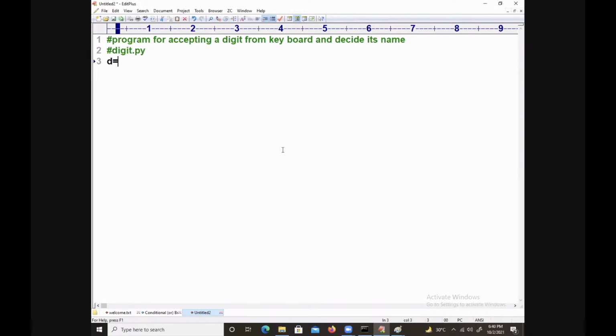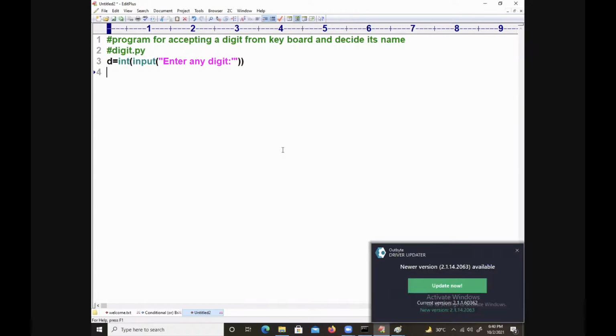Come to the point. d = input("Enter any digit"). This program will give you much clarity related to our explanation. Enter any digit. See carefully and take care about the starting quotes and ending quotes properly. Now you go for d.